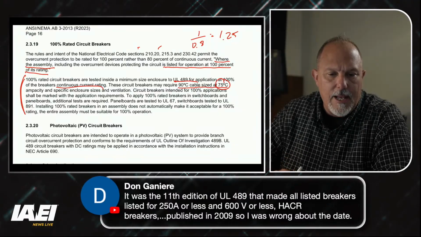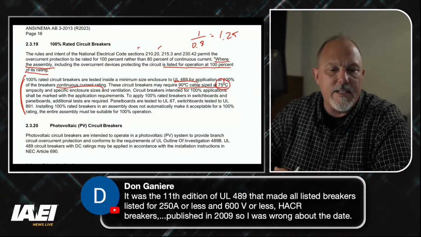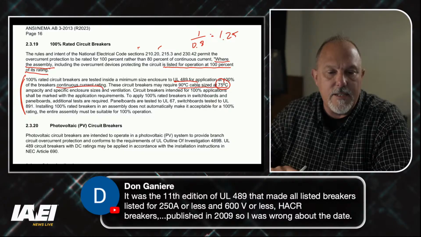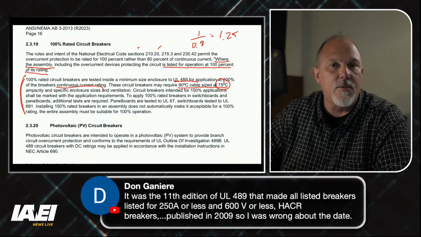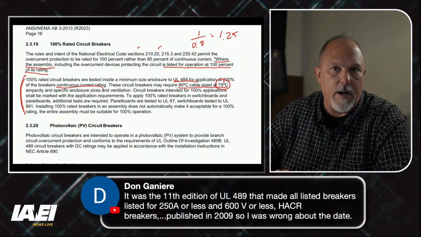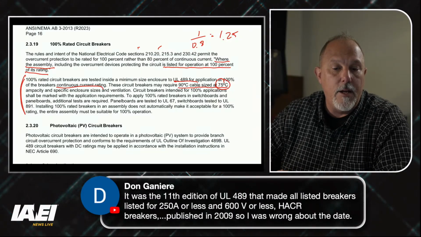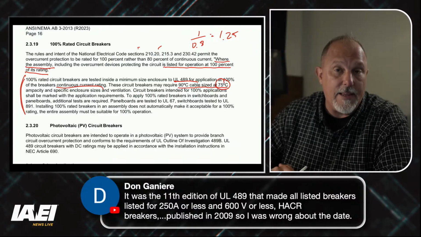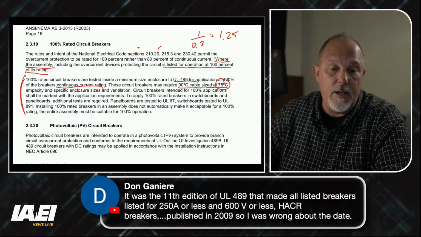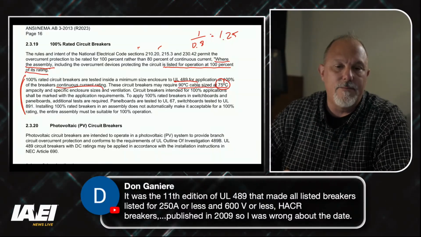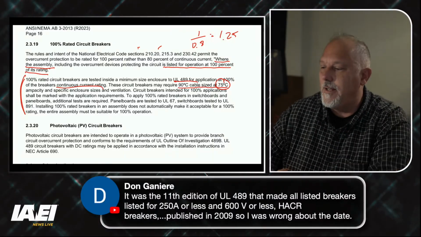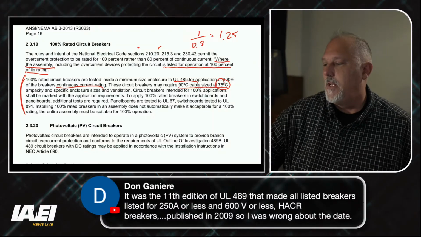Don Kinnear says it was the 11th edition of the UL 489 that made all listed breakers rated 250 amps or less and 600 volts HACR rated. Okay, excellent. UL 489, the 11th edition, is what made that possible for us. And now I don't have to worry about looking for the HACR rating, the hacker rating. It's built in for 250 amps and less. So thanks, Don. Research, number one. You were the man. Okay.